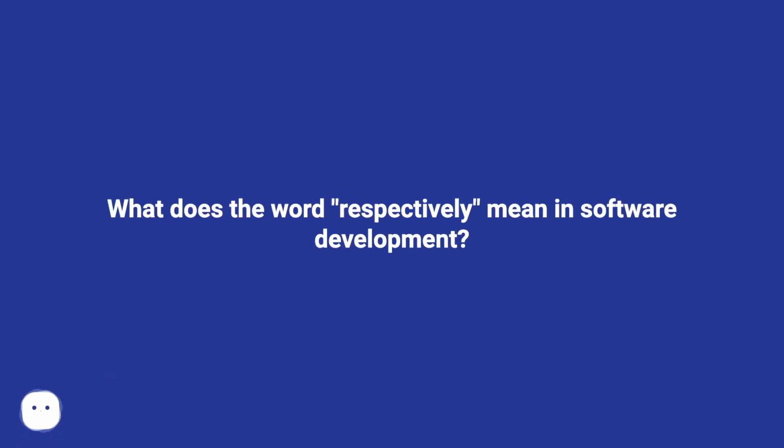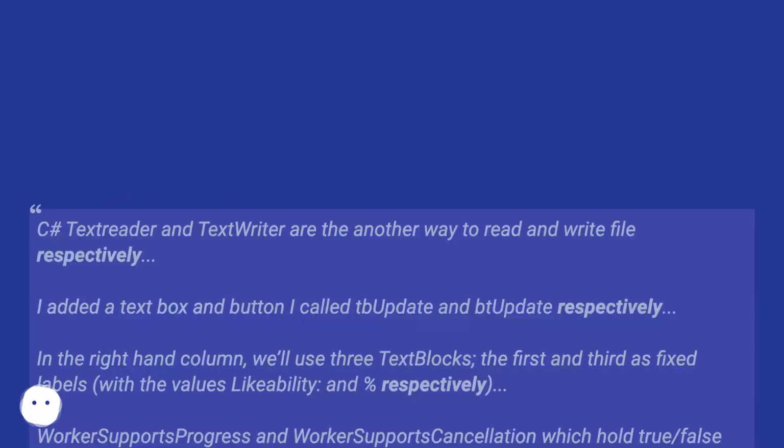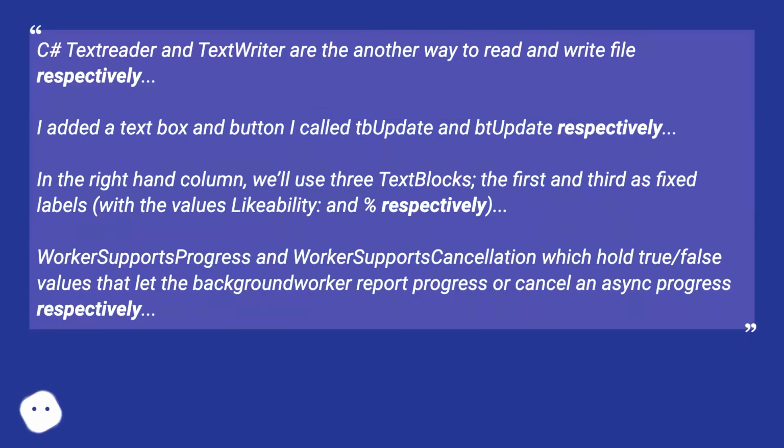What does the word respectively mean in software development? C# text reader and text writer are another way to read and write file respectively. I added a text box and button I called pubdate and tubdate respectively. In the right hand column, we'll use 3 text blocks, the first and third as fixed labels, with the values like ability and % respectively. Worker supports progress and worker supports cancellation, which hold true/false values that let the background worker report progress or cancel an async progress respectively.